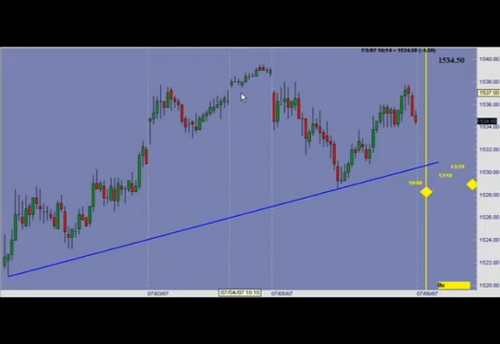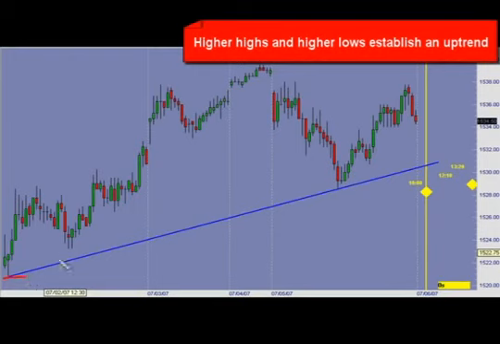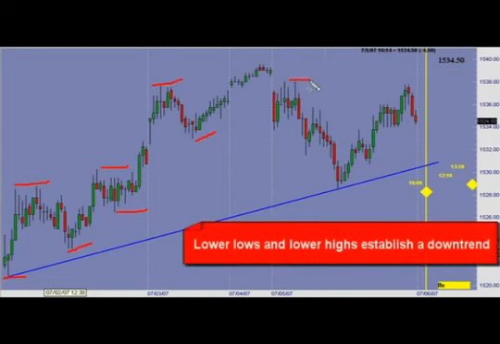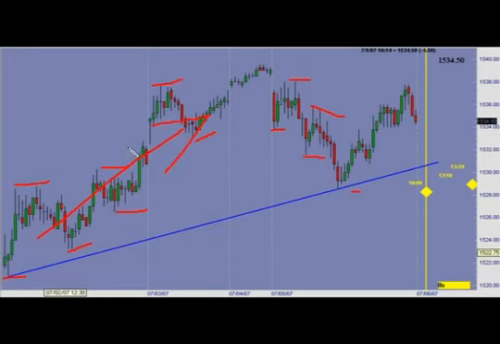So how do you establish the trend? Well, there are a number of ways you can do that. There are many tools to establish it, but basically, if you don't know, it's simply a matter of higher highs and higher lows establishing the direction of the trend, or lower lows and lower highs establishing the direction of the trend. So in this case we have an uptrend because everything's proceeding higher. In this case we have a downtrend because everything's proceeding lower.